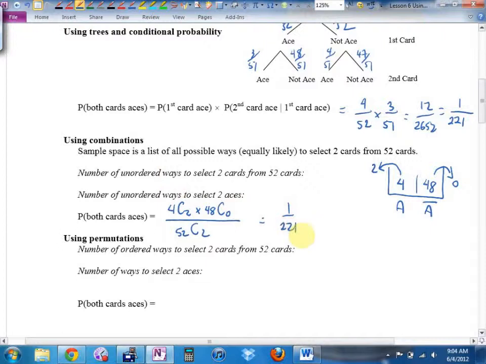Mr. Dueck, why did you write the 48 choose 0? We didn't really need it. It gives us a handy built-in error check. You may notice, Tyler, if I add the first number here and the first number here, Justin, what is 4 plus 48? And what is 2 plus 0? The first plus first along the top should give you the first on the bottom, and the last plus last along the top should give you the last on the bottom.